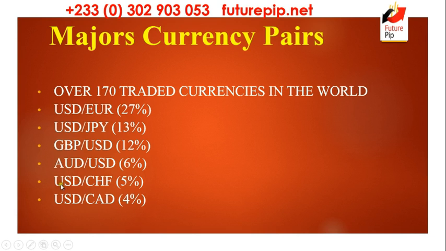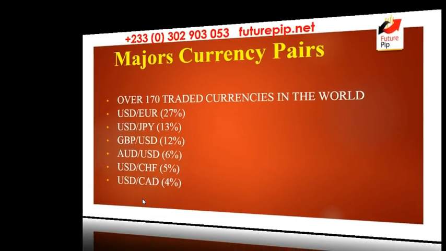We have US dollar against Swiss franc, 5%. We have US dollar against Canadian dollar, 4%. And so this is how you have a lot of them listed. And then I'm going to show you before the end of this class practically everything I'm teaching here.